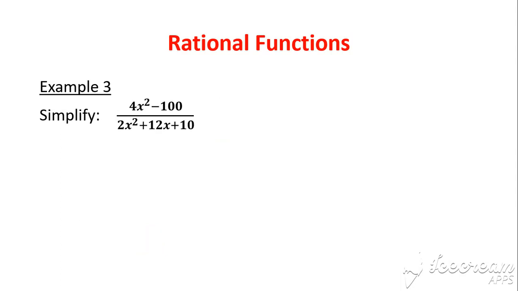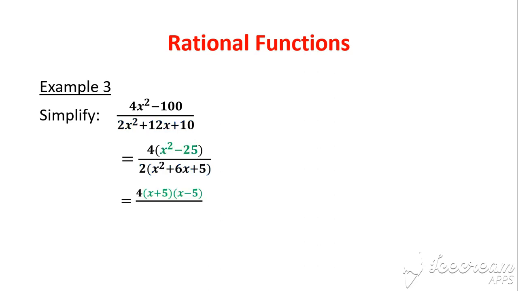All right, our last example, number 3. Let's simplify this expression: 4 times x squared minus 100, all divided by 2x squared plus 12x plus 10. Once again, we're going to have to factorize the top. The first thing I'm going to do is take out the common factor of 4, leaving me with x squared minus 25. And on the bottom, there's a 2 common, so I'm taking the 2 out. Inside the brackets, I'm going to be left with x squared plus 6x plus 5.